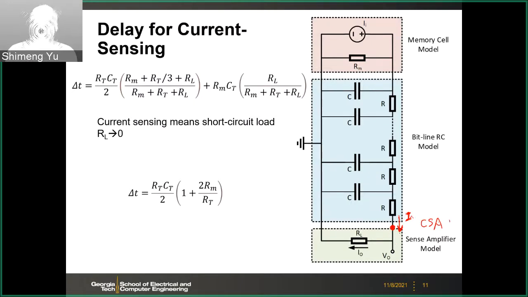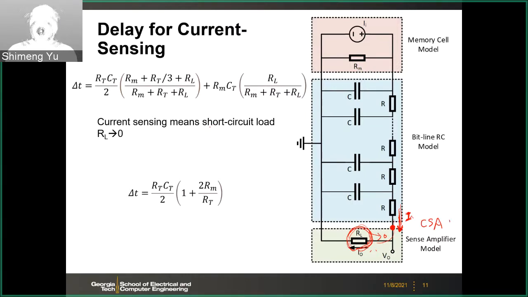Ideally, if you want to read out current, this RL should go to 0. You have a short circuit load because you want to read the accurate current. You don't want the resistance from your sense amp to interfere with the current from the bit line. Because if you have some resistance here, then your current will be different from the bit line, right? But what you want to sense is the real current from the bit line. So ideally, your RL should go to 0.